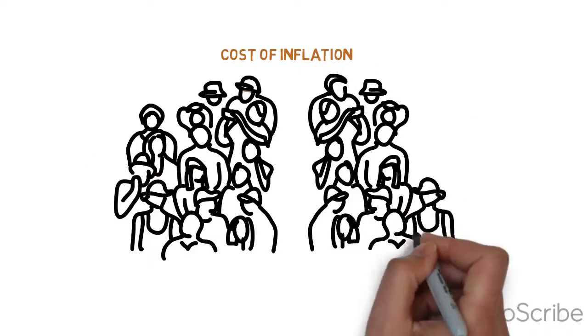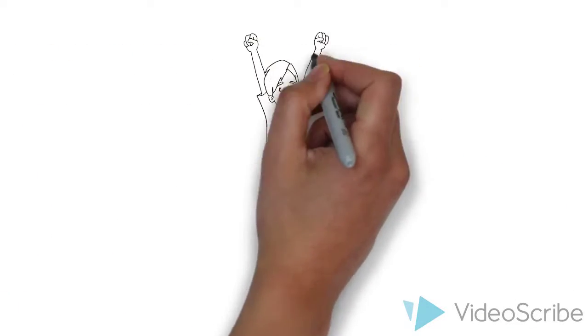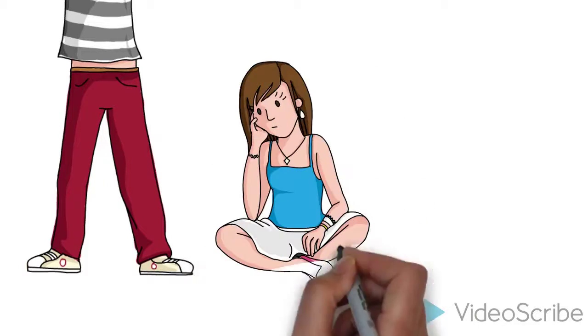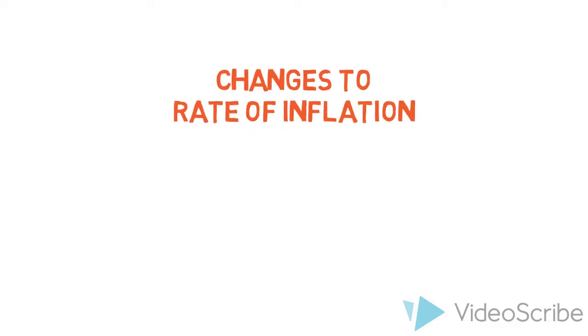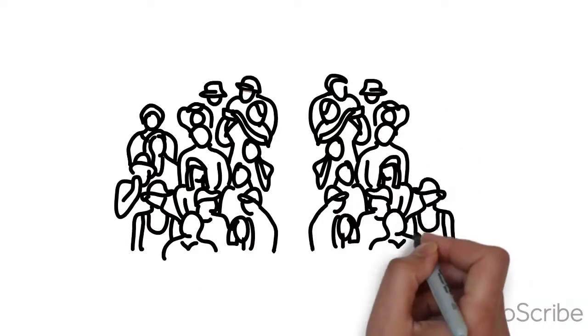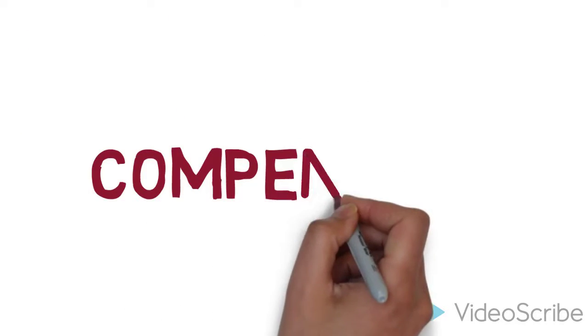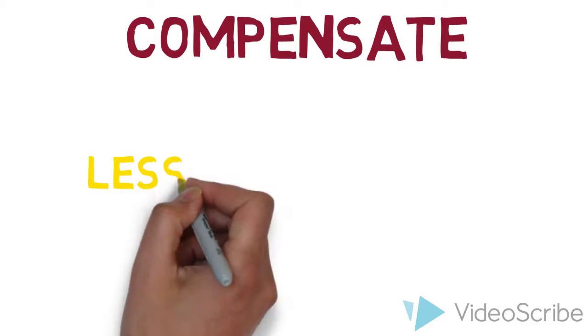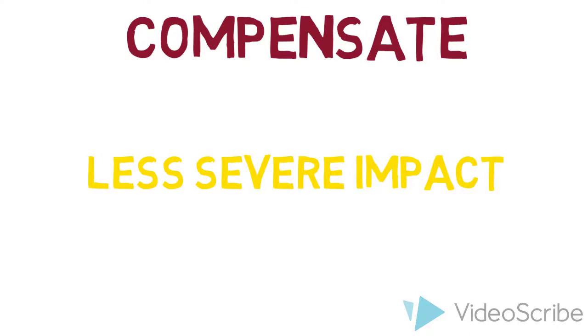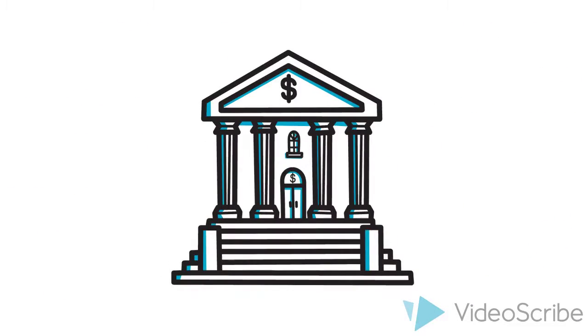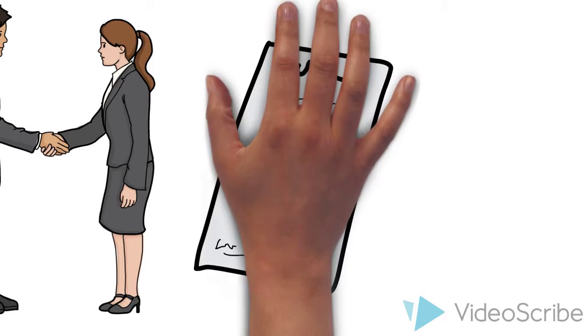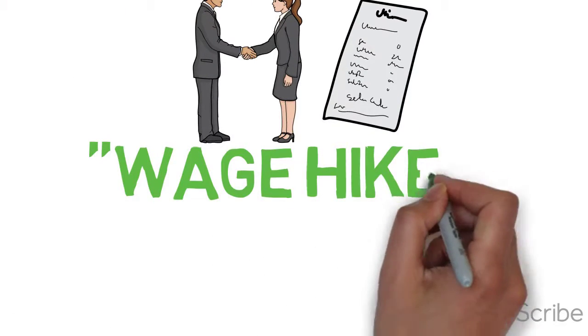So what are the costs of inflation? Inflation affects different people in different ways, with some benefiting from its effects at the expense of someone who loses out. It also depends on whether the changes of the rate of inflation are anticipated or unanticipated. If the inflation rate corresponds to what the majority of people are expecting, then we can compensate. And the impact isn't necessarily as severe. For example, banks can vary their interest rates, and workers can negotiate contracts that include automatic wage hikes as prices go up.